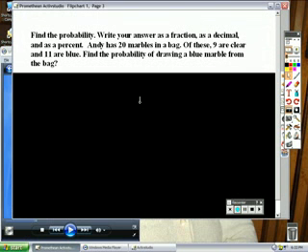Let's move on to the next example. Find the probability. Write your answer as a fraction, as a decimal, and as a percent. Andy has 20 marbles in a bag. Of these, 9 are clear and 11 are blue. Find the probability of drawing a blue marble from the bag. We begin by writing the probability formula. Probability is equal to the number of possible outcomes over the total number of outcomes.